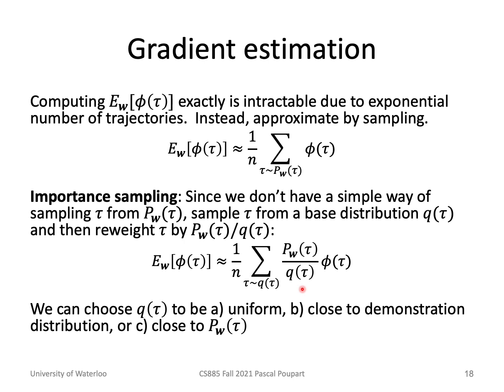Now you might ask, well, how do we choose Q? There are many ways in which we could choose Q. The simplest way would just be to consider a uniform distribution, but what's better is to choose Q to be close to the demonstration distribution of the expert, or ideally to be close to P of W of tau. So in other words, you see that's the distribution ideally we'd like to sample from, so if we can make Q as close as possible to that, that would be great.